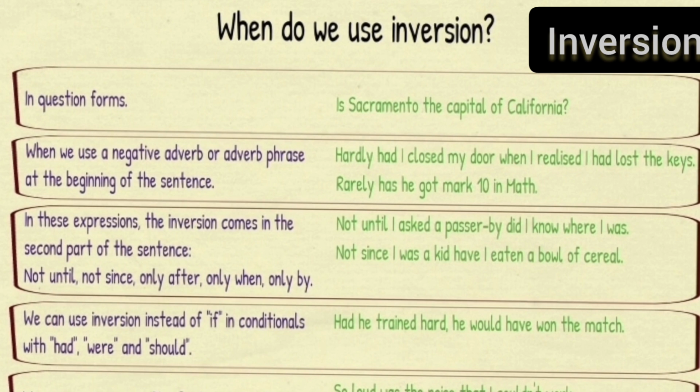So we can use inversion instead of if in conditionals with had, were, or should. Example: had he trained hard, he would have won the match.